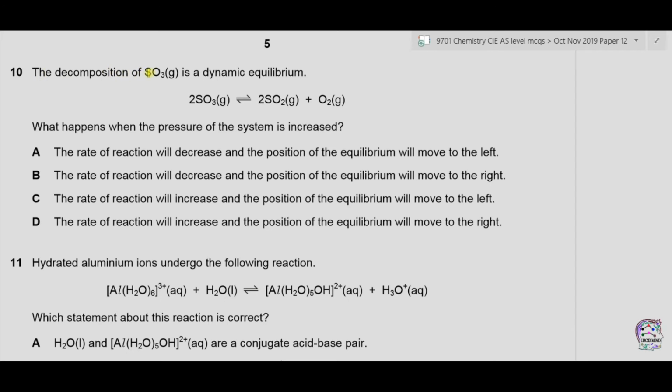Question 10. The decomposition of sulfur trioxide gas is a dynamic equilibrium. Sulfur trioxide gas converts into sulfur dioxide gas along with oxygen gas. What happens when the pressure of the system is increased? As we know, in gases, when we increase the pressure, the molecules come close together and there are more effective collisions, and the rate of reaction also increases.